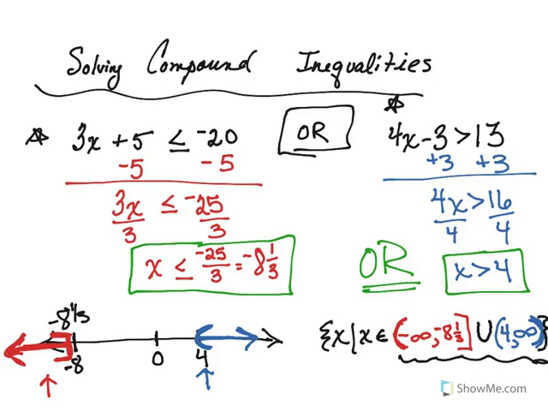So I hope you found this example helpful with our "or" situation, knowing that for x, any value within this realm or within this realm would be sufficient for these inequalities.